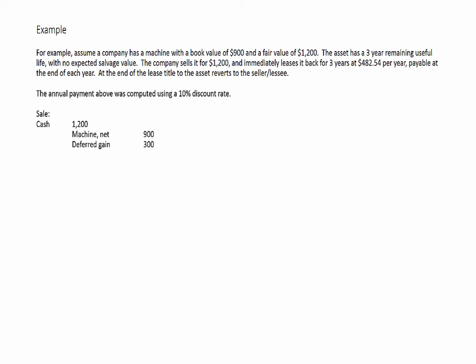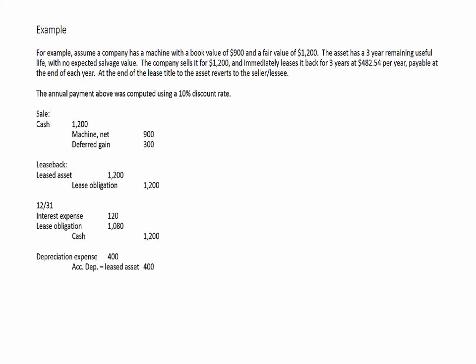And when we sell this asset, we'll record the sale in the usual fashion, except rather than recognizing the $300 gain on sale, we're going to go ahead and call that a deferred gain and put it on the balance sheet. We lease the asset back and we record the lease in the usual fashion, leased asset and lease obligation at the present value of the minimum lease payments. At the end of the year, we record the lease payment in the usual fashion. We write a check for $1,200 and we split it between interest and principal. Next, we record our depreciation expense, and again, we have a $1,200 leased asset being depreciated over 3 years.